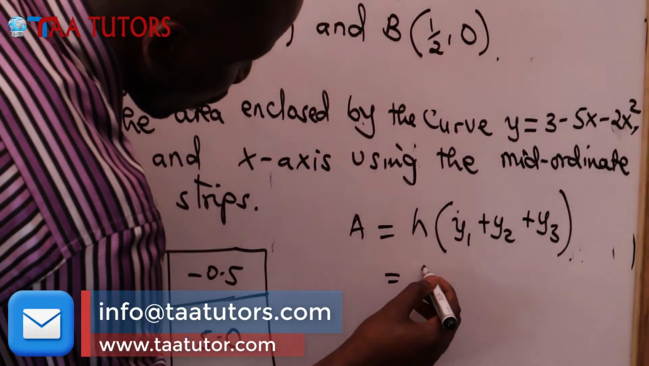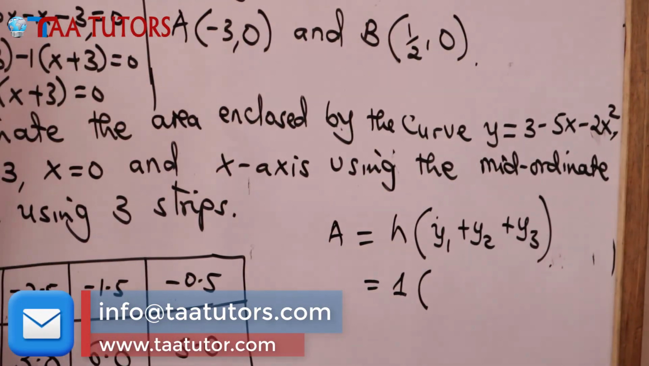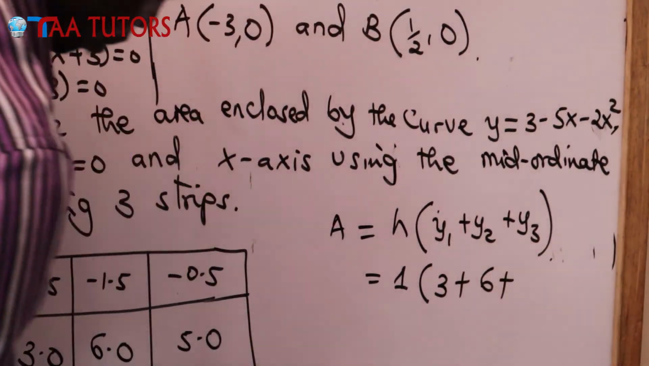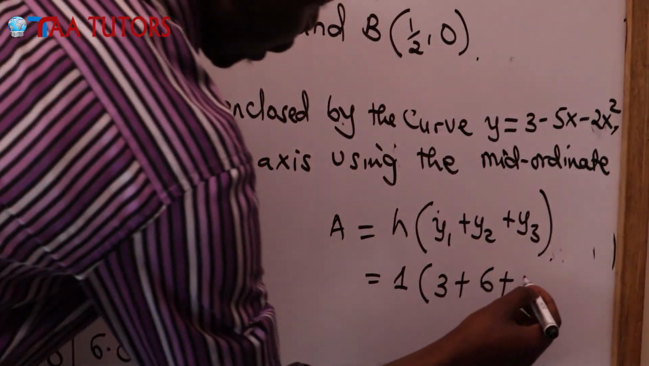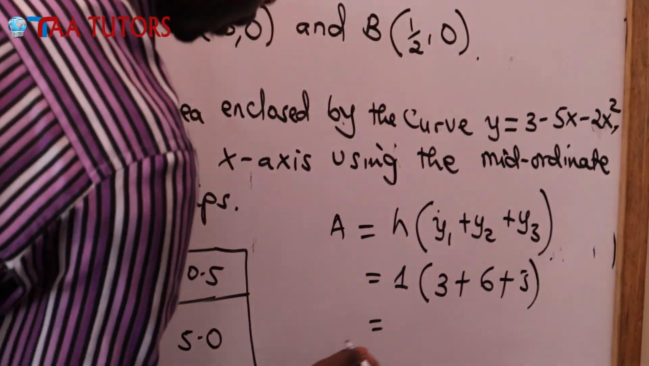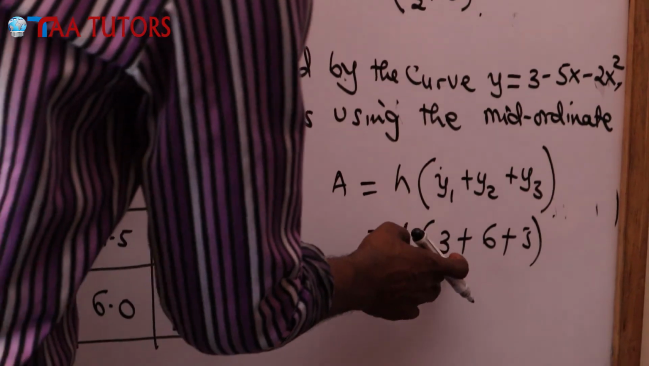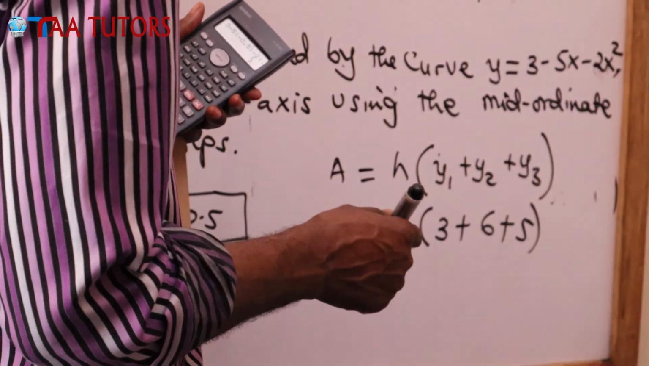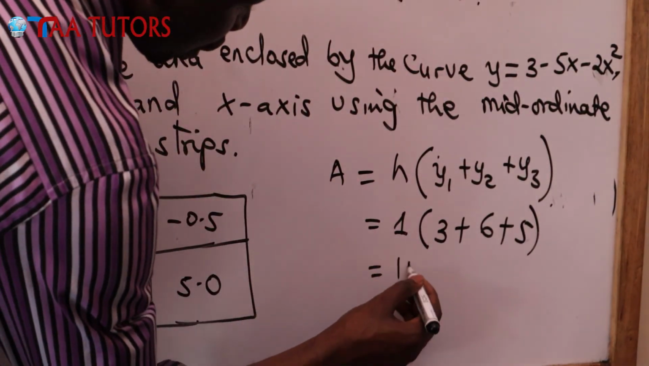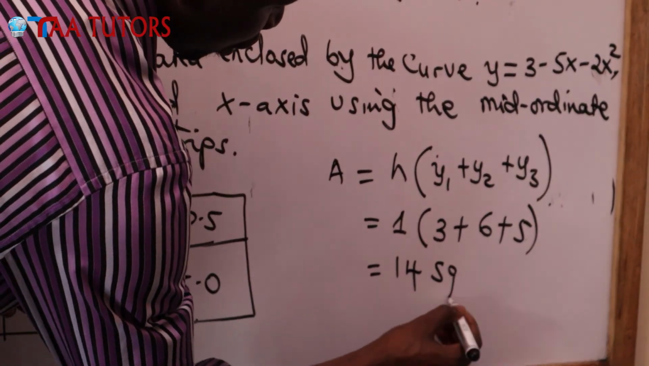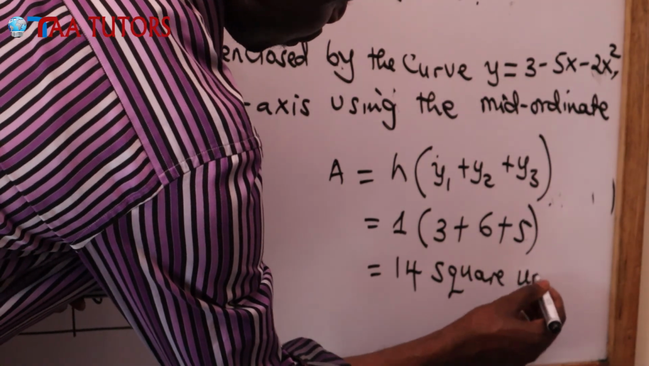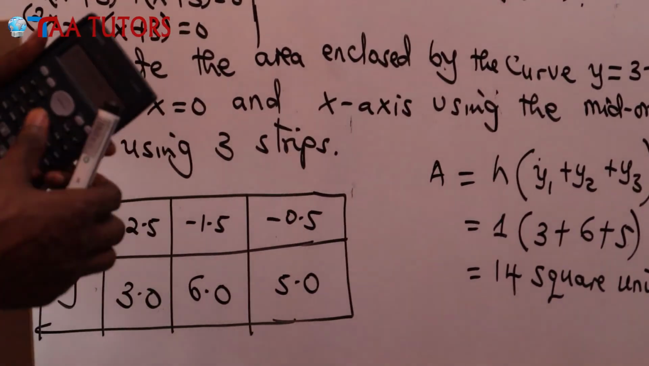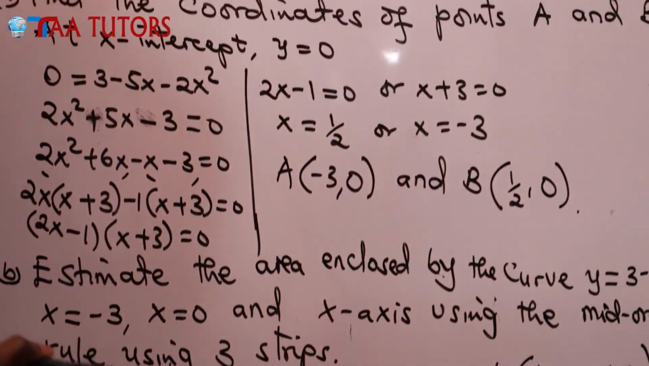So we'll say here 1 times (y1 is 3, plus y2 is 6, plus y3 is 5). That is 14 times 1, so 14 square units. So viewers, that is how we can calculate the area under the curve using the mid-ordinate rule.